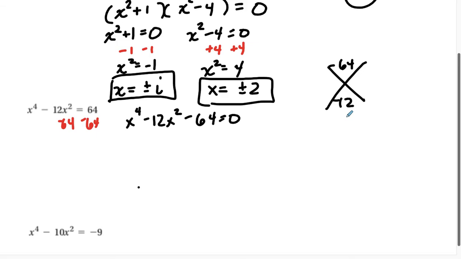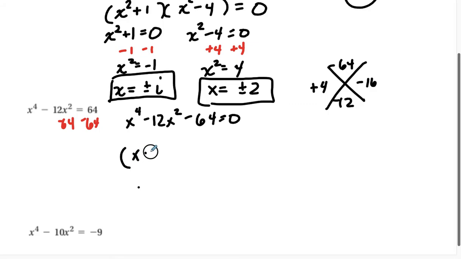So now I'm going to think about two factors of negative 64 that, when you add them, equal negative 12. So let's see, one has to be positive and one has to be negative. So 4 and 16, right? 4 and 16 will make negative 64. When you add negative 16 and 4, you'll make negative 12. Okay, so that actually works out for us.